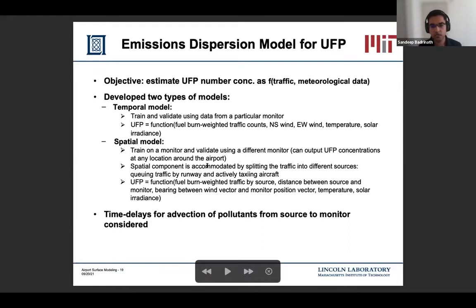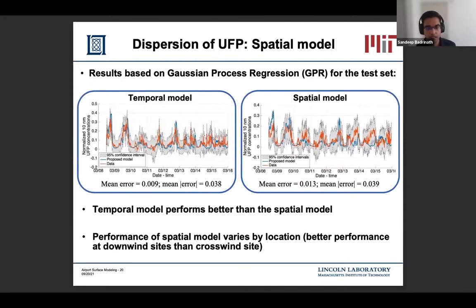In addition, we also include time delays for advection of pollutants from the source to the monitoring points. So I don't go into details of the model here. More information is in the paper, but let's look at, again, some validation plots using this model.